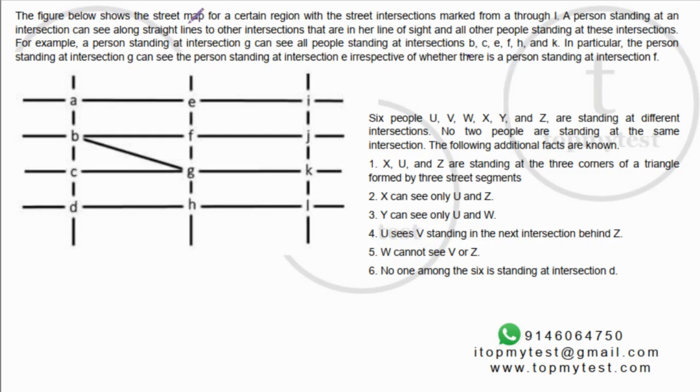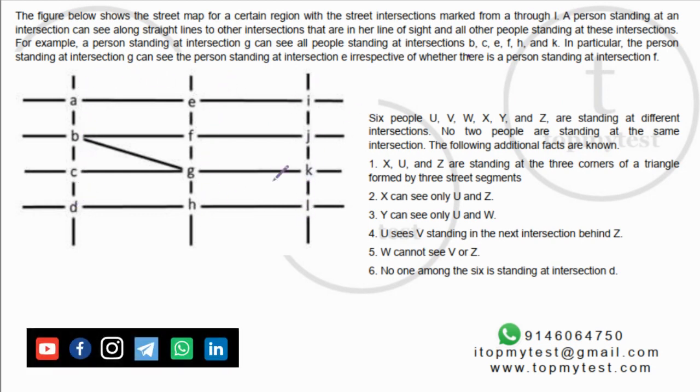The figure below shows a street map of a certain region with road intersections A through L. So A, B, C, D, E, F, G, H, I, J, K, L. These are the street intersections. A person standing at an intersection can see along the straight lines that are in his or her line of sight, all other people at these intersections.